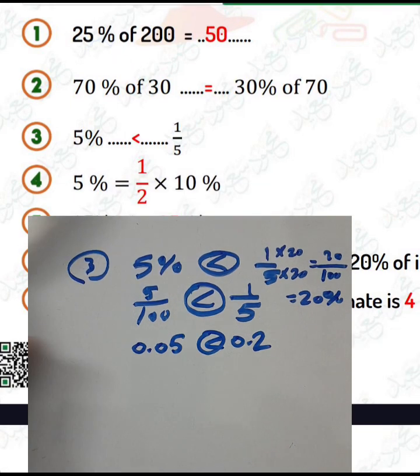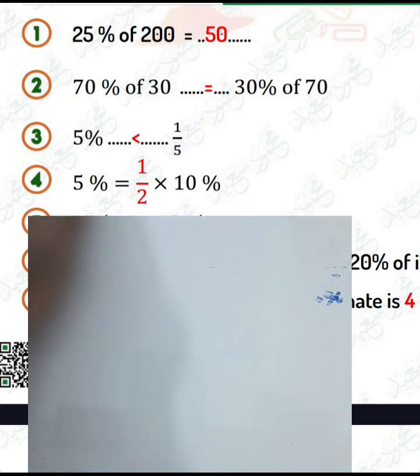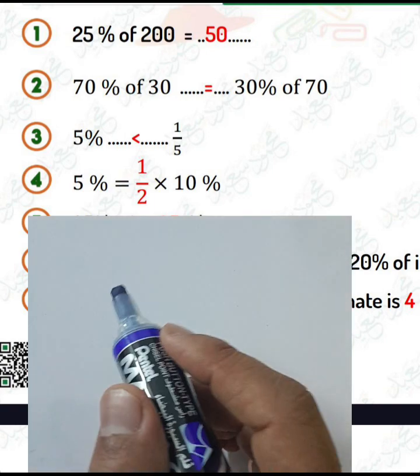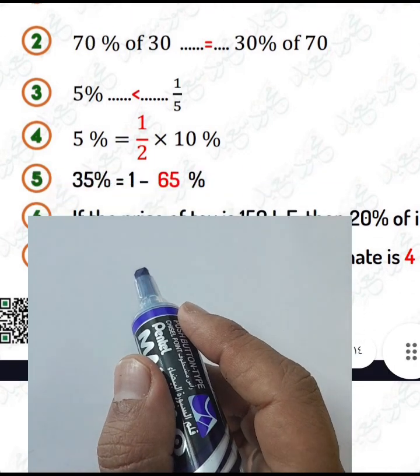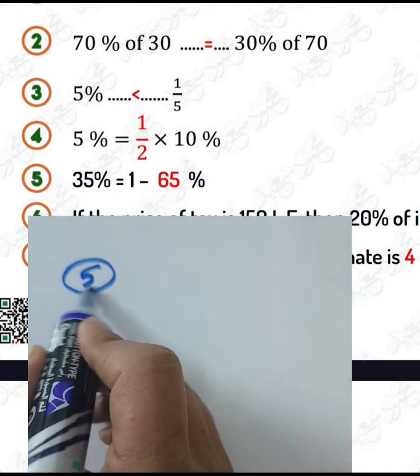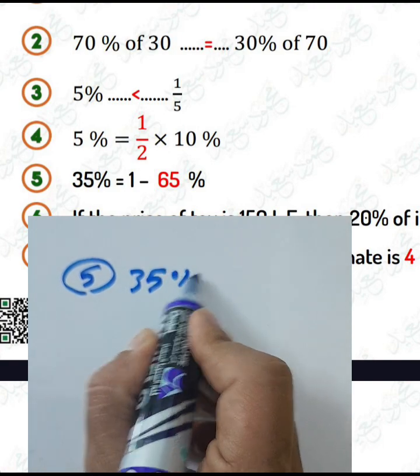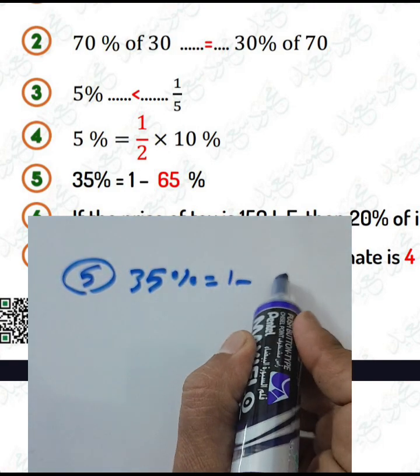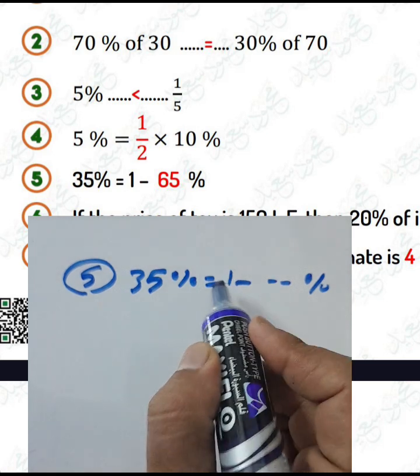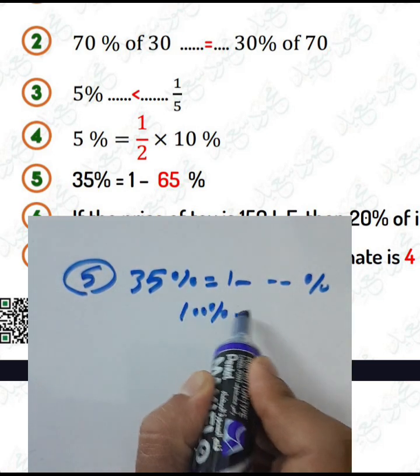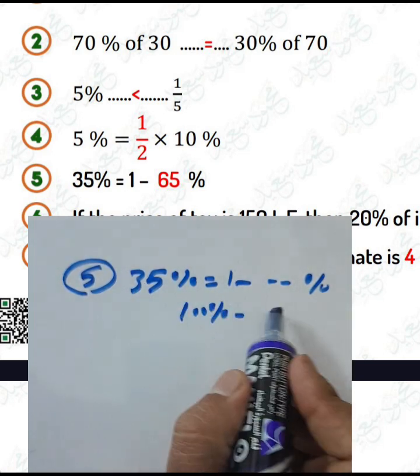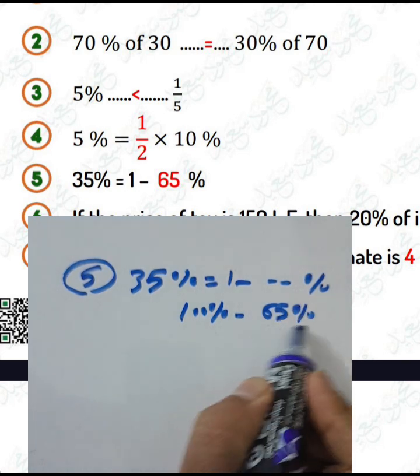Question number 4, 5% equals space of 10%, it will be half, because half of 10 is 5. It's very easy, okay? Next question, number 5. 35% is equivalent to 1 subtracted by space percent. We know 1 equals 100%. Subtracted by 35, it will be 65%.